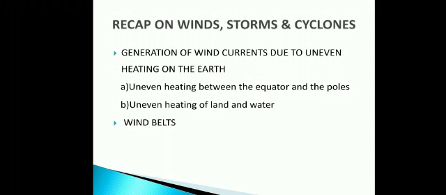So these winds that flow from the ocean towards the land are called monsoon winds. This monsoon is derived from the Arabic word mausam, which means season. So these monsoon winds carry water and it rains.